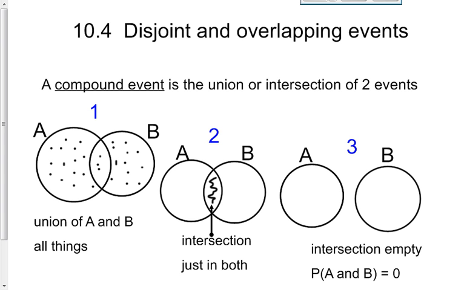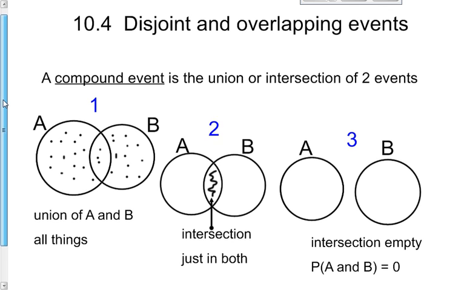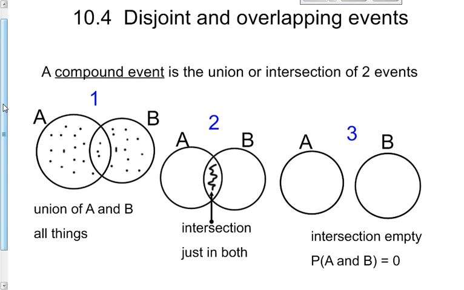This is section 10.4, and we are looking at what is called disjoint and overlapping events. We need some definitions again. Your first definition is a compound event. A compound event is the union or intersection of two events. Now I drew some pictures here to give you an idea of what that means.